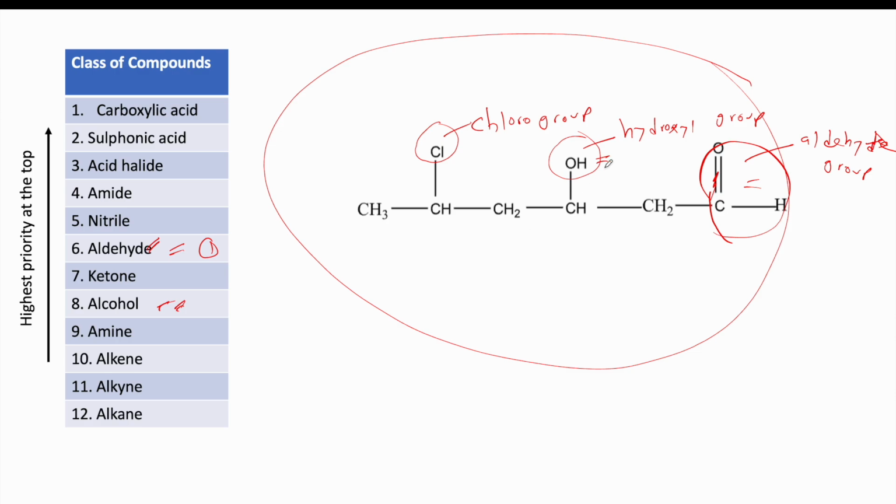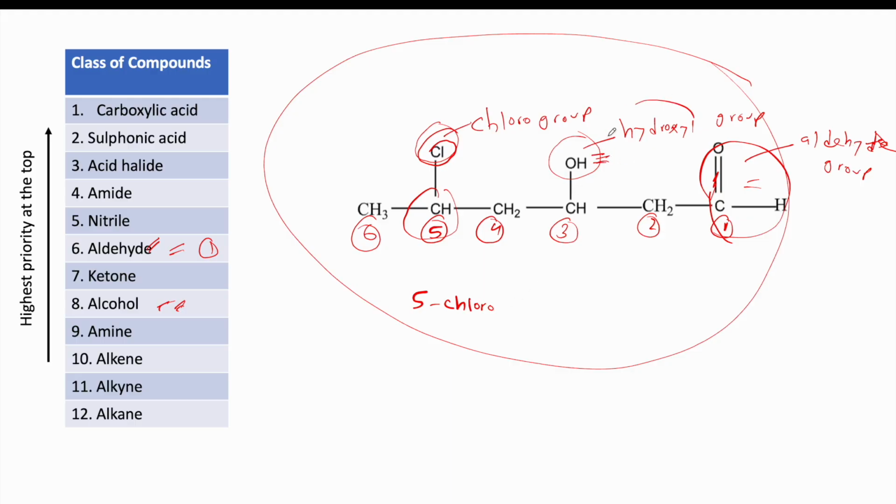Now let's name this compound. Definitely we are going to name this carbon as 1. Always remember to number CHO carbon as 1. This carbon is going to be 2. This carbon is going to be 3. This carbon is going to be 4. This carbon is going to be 5, and this carbon is going to be 6. Okay. So the chloro group is at the 5th position. It's going to be 5-chloro.